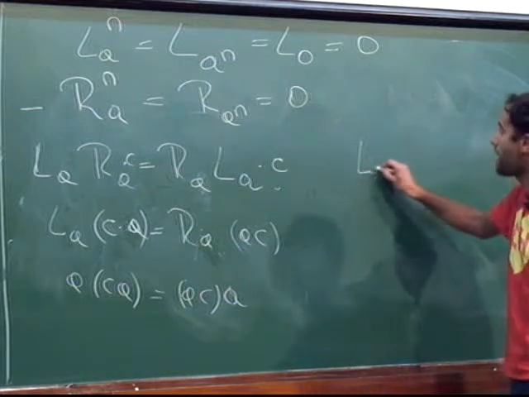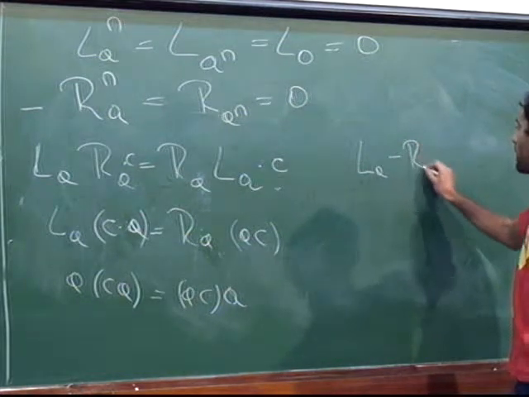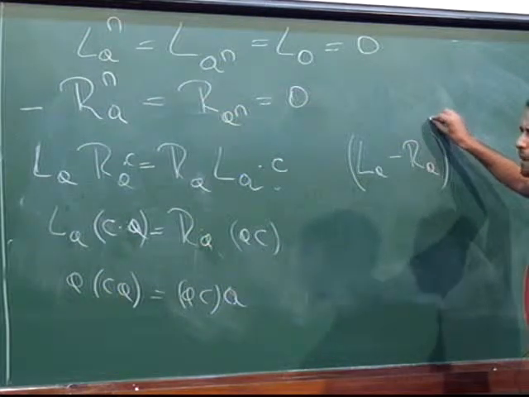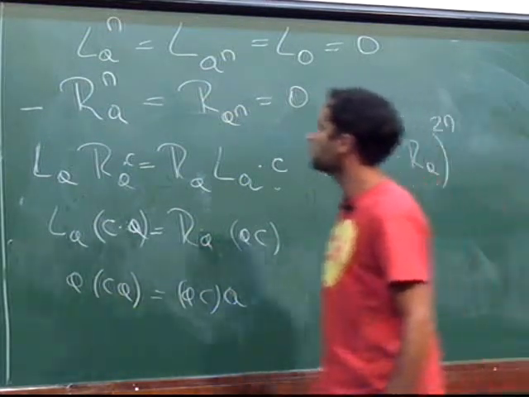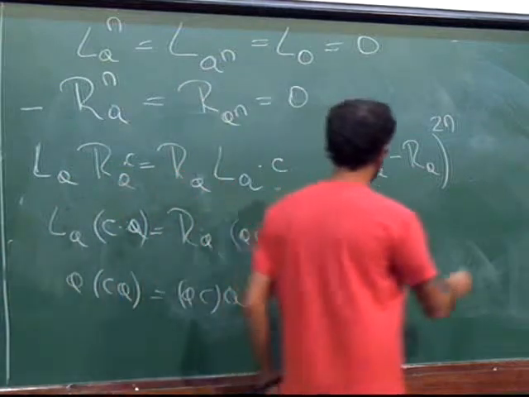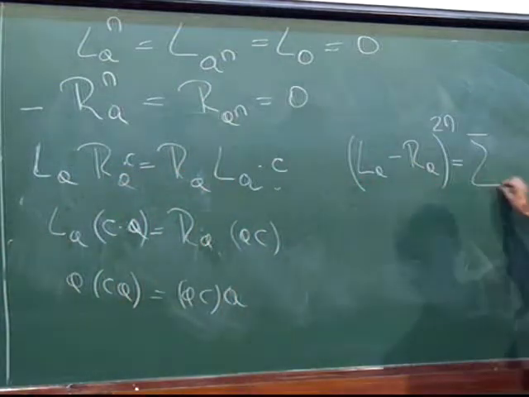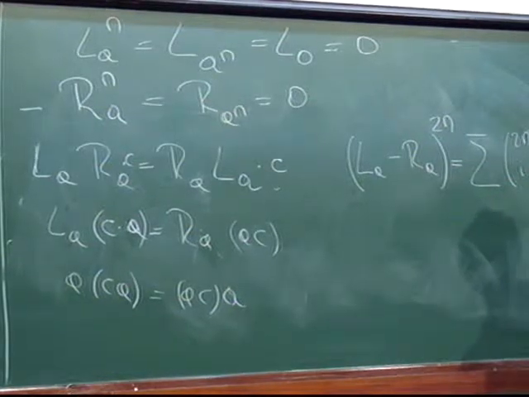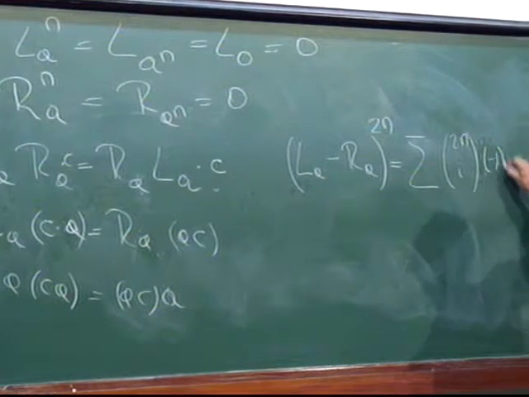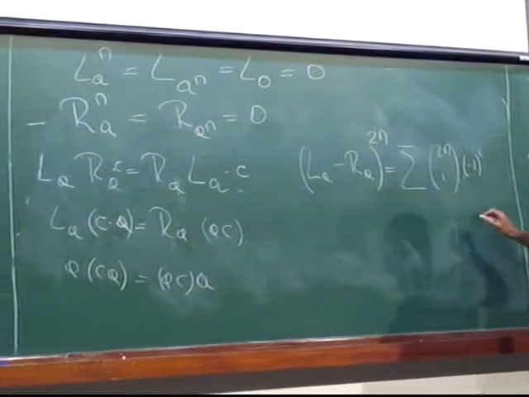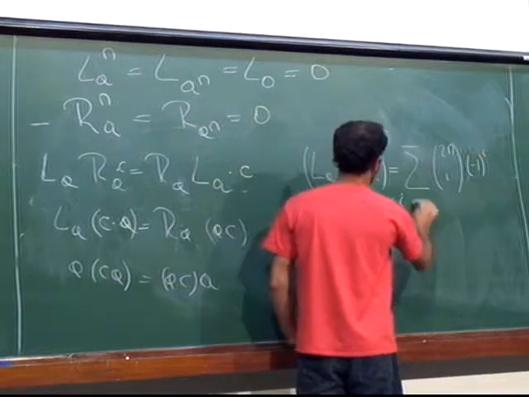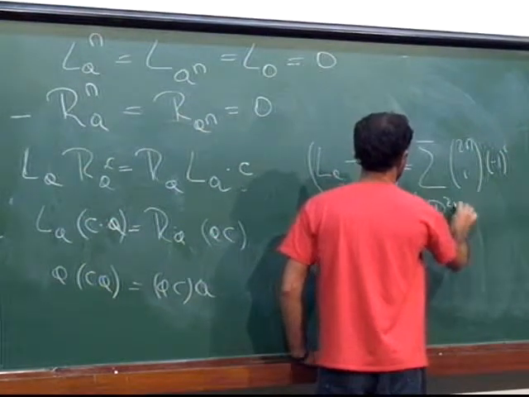Therefore, now LA minus RA to the, probably 2n. Yes, to the 2n is equal to, well, if they commute, now I can just do the sum over i of binomial 2n choose i, and there's going to be a sign, minus 1 to the i, perhaps, and then LA to the i, RA to the 2n minus i.